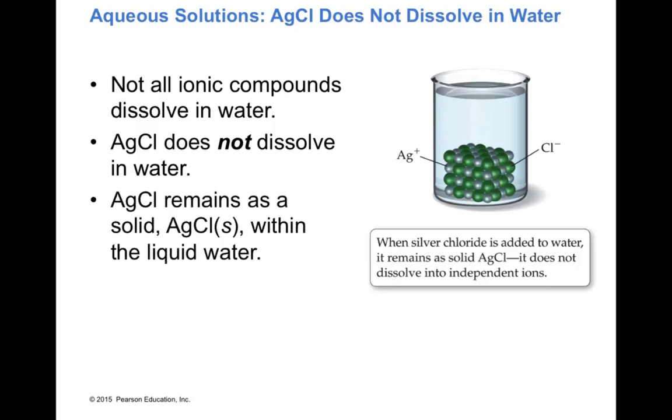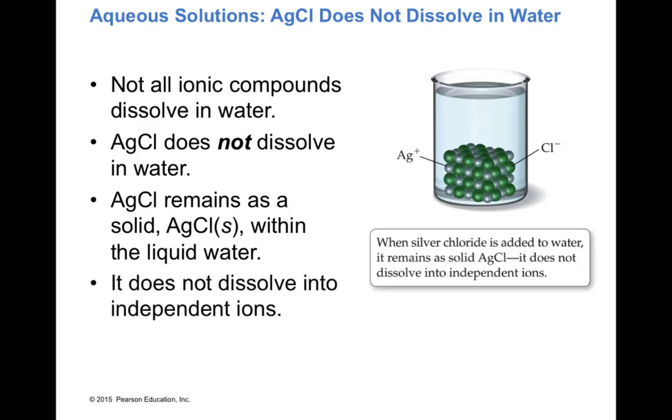Silver chloride remains as a solid within the liquid water. You can see here this solid. You don't see separated ions in solution. You just see a solid at the bottom of the liquid. It does not dissolve into independent ions. The silver chloride, as well as other insoluble ionic compounds that don't dissolve in water, basically neither dissolve nor dissociate.